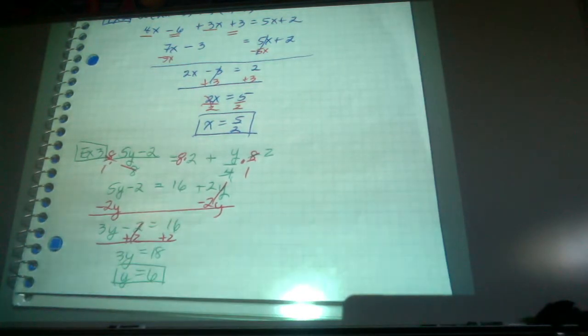Are there any restrictions in this particular original equation that I would have to worry about? Restrictions in fractions come where? What do you have to worry about? How about a denominator equaling 0? Is it possible for any of the denominators to be 0? Nope, there's no variables in the denominator. I can check my answer by plugging it back in. I'm not going to here.